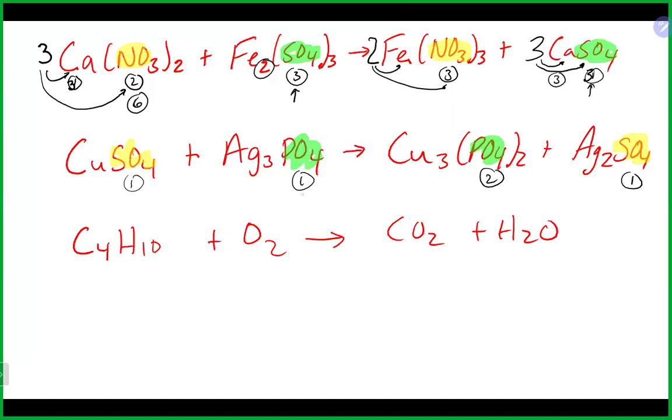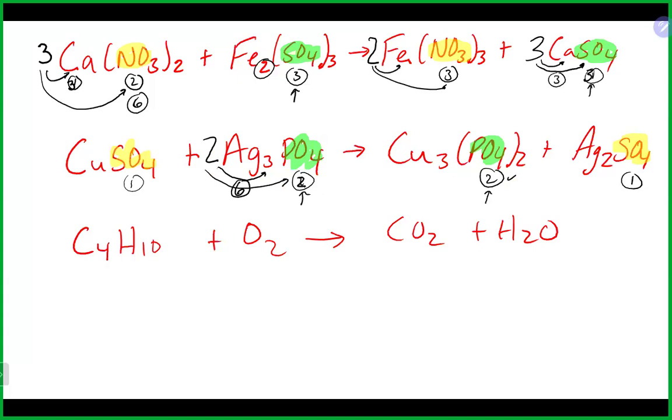I have one phosphate here and two here. So again, to balance the phosphate, I'm going to need to put a 2 in front of the phosphate. That's going to now give me 2 phosphates to match the one over here. Now, because the phosphate on the left is hooked up to the silver, that now gives me 2 times 3, which is 6 silver. And that's exactly where I should go next.